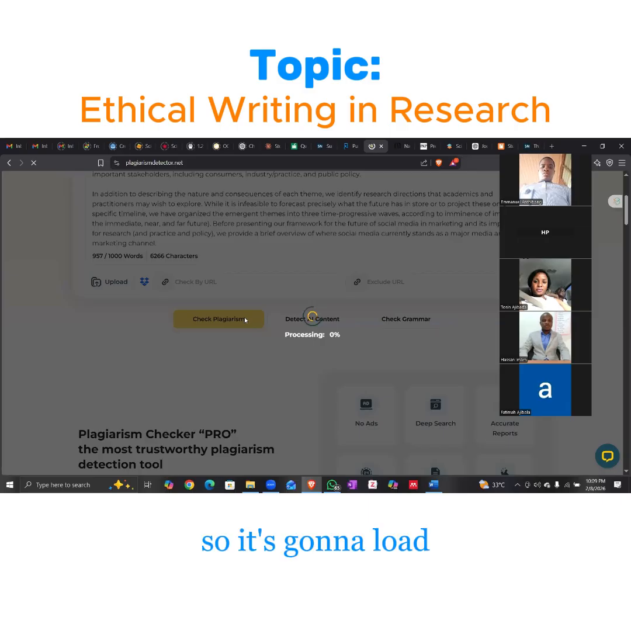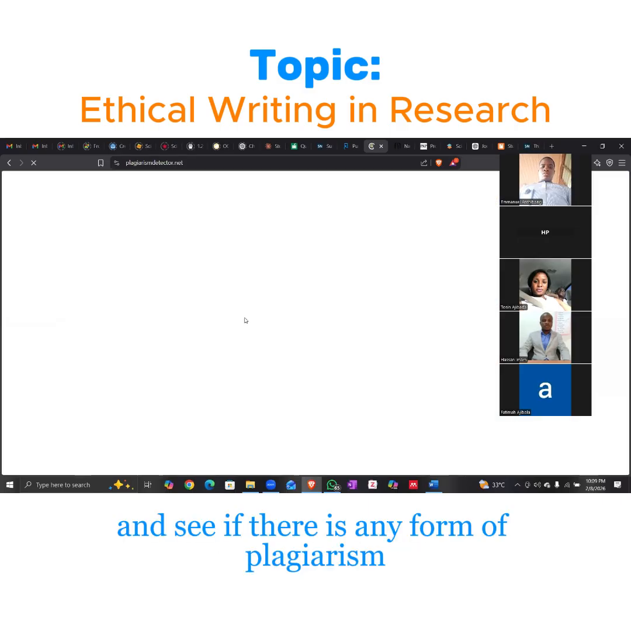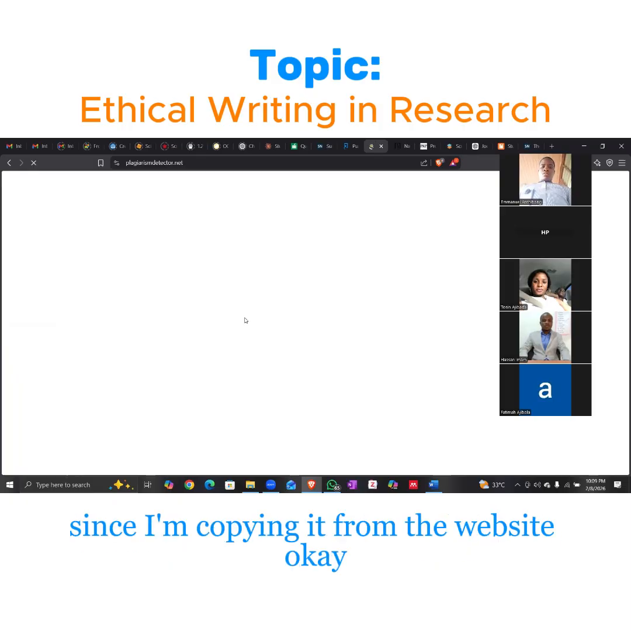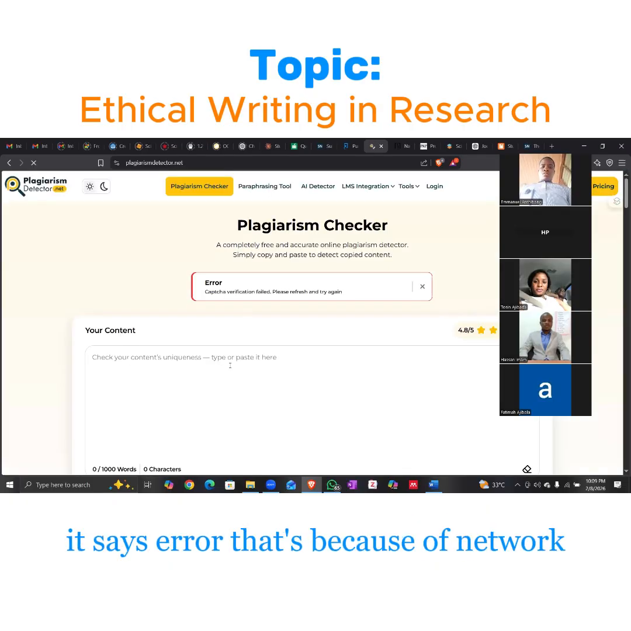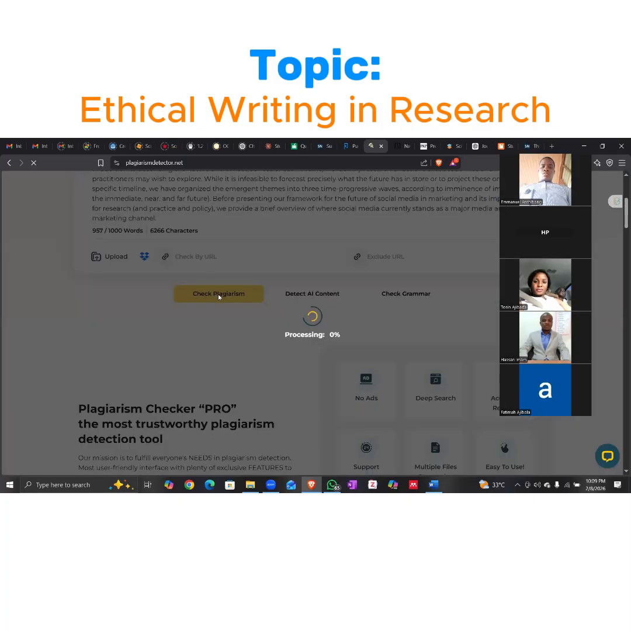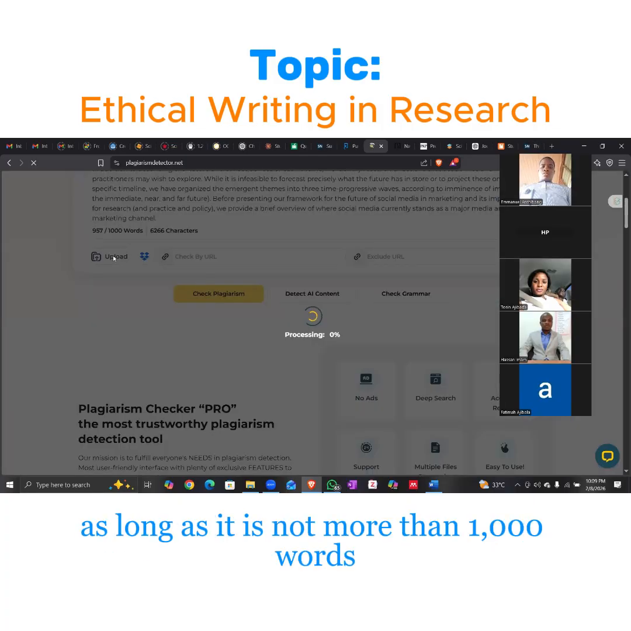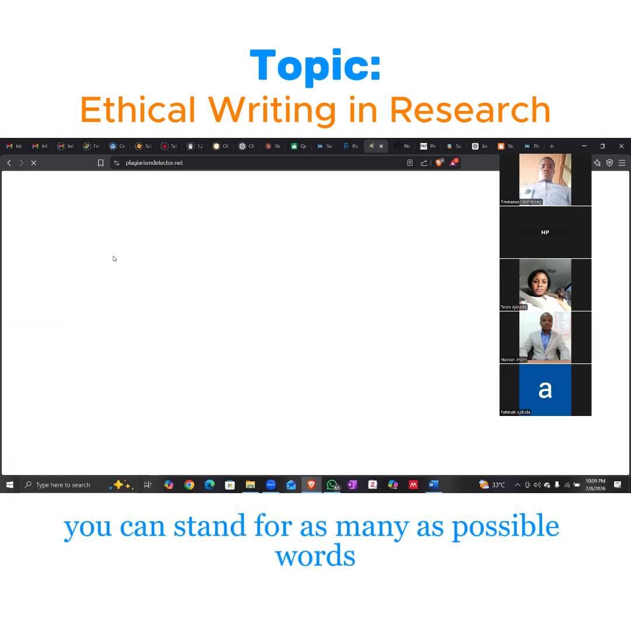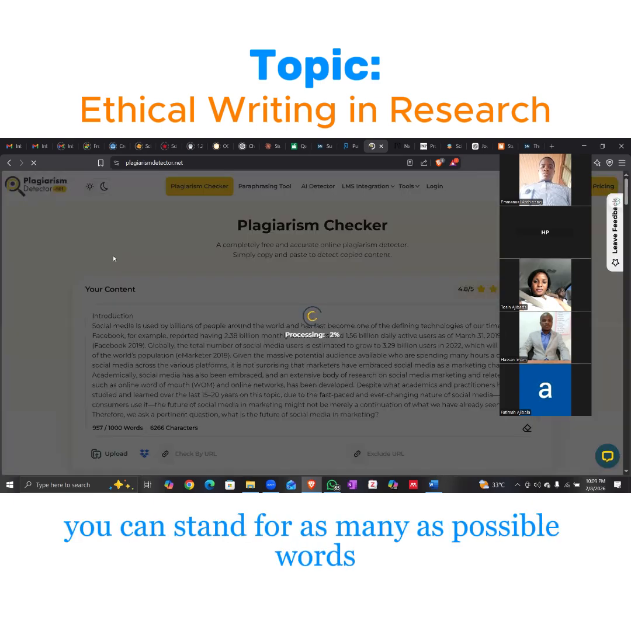So it's going to load and see if there's any form of plagiarism in that work. I'm very sure there will be plagiarism since I'm copying it from the website. Okay, it says error. That's because of the network. And you can also upload your paper as long as it is not more than 1,000 words. But if you subscribe, if you are using premium, you can scan as many words as possible.